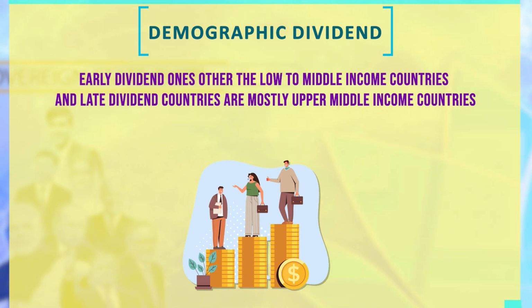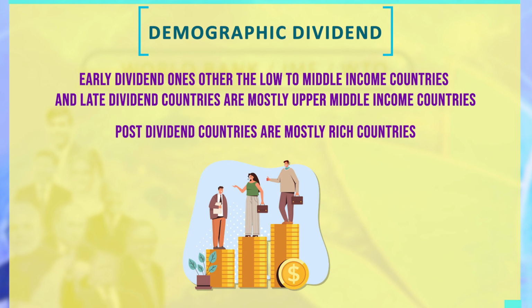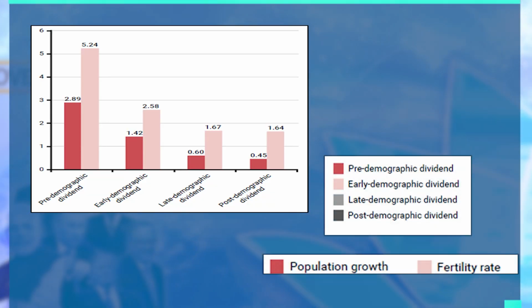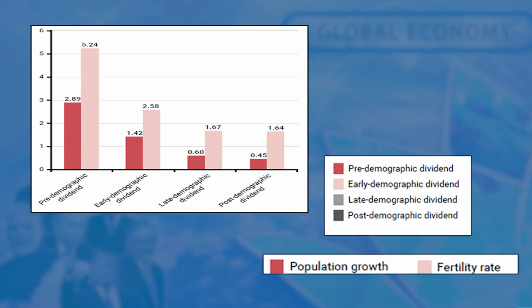In schematic terms, pre-dividend countries are the poorest, early dividends are the low to middle income countries, and the late demographic dividend countries are mostly upper middle income countries. Post-dividend countries are mostly rich countries. Look at this figure. You can find the pre-demographic dividend, early demographic dividend, late demographic dividend, and post-demographic dividend countries. Here population growth and fertility rate are also shown in this graph.